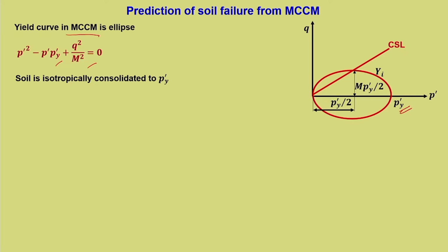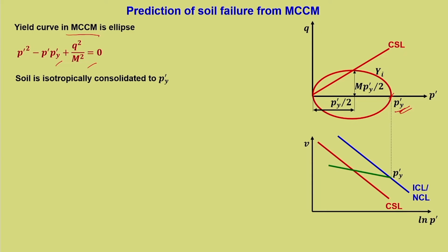Soil is isotropically consolidated to p'y, this one. So, the same is shown here, p'y, from where the unloading can happen. Soil is unloaded to p'0, which is a lightly over consolidated state. So, somewhere here, so that it is lightly over consolidated. So, p'0, this is the unloading line. So, you can see that it unloads to p'0.